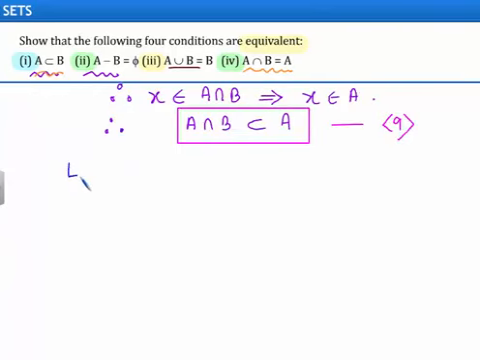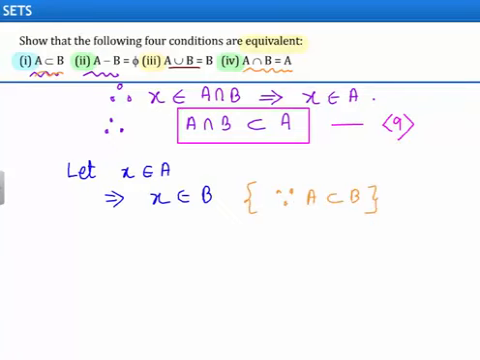Let us assume X belongs to A. Now we will show that A is a subset of A intersection B. So this implies that X belongs to B, and this is because A is a subset of the set B. Therefore, X belongs to A intersection B. So, X belongs to A implies that X belongs to A intersection B.